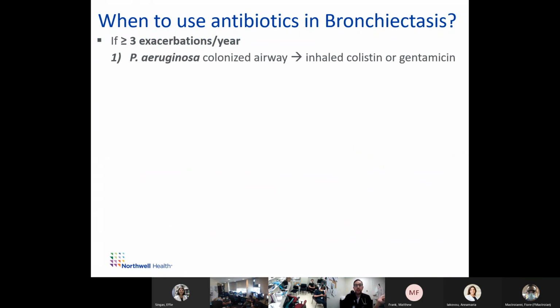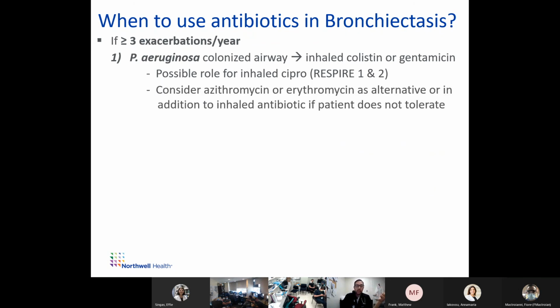When do we use antibiotics? If there are greater than or equal to three exacerbations per year. If you have Pseudomonas colonizing the airway, you can use inhaled colistin, gentamicin, or even possibly inhaled cipro, although that's not currently available quite yet. You can use azithromycin or erythromycin chronically as an alternative, or in addition to inhaled antibiotics if the patient doesn't tolerate them, or if the patient has persistent symptoms or persistent exacerbations despite inhaled antibiotics, you can add azithromycin to their therapy.